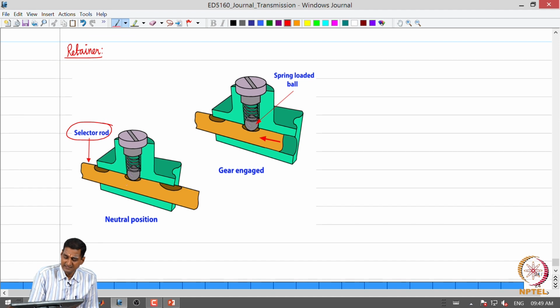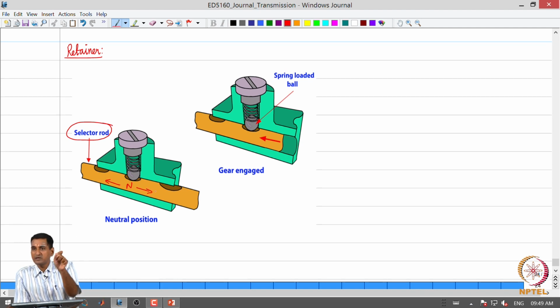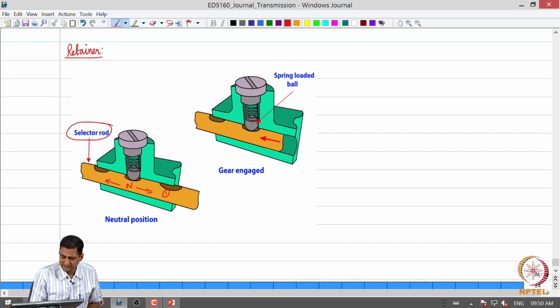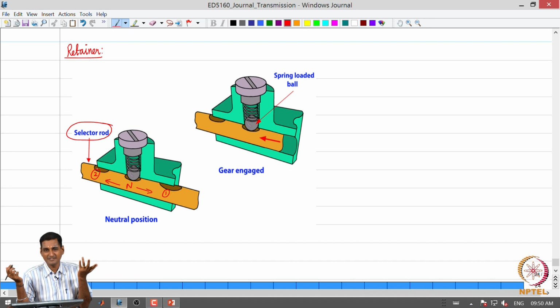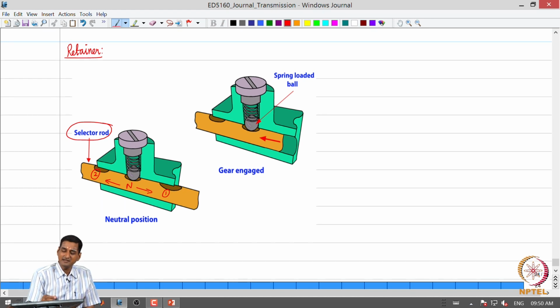Now, this is when the selector rod is in neutral, and as we discussed, one selector rod can be used to push one synchronizer either side. So, let us say these are two gears, gear 1 and gear 2, without loss of generality. This retainer is essentially a spring loaded ball. You have these grooves where these balls are located, and that is held in place by this coil spring.